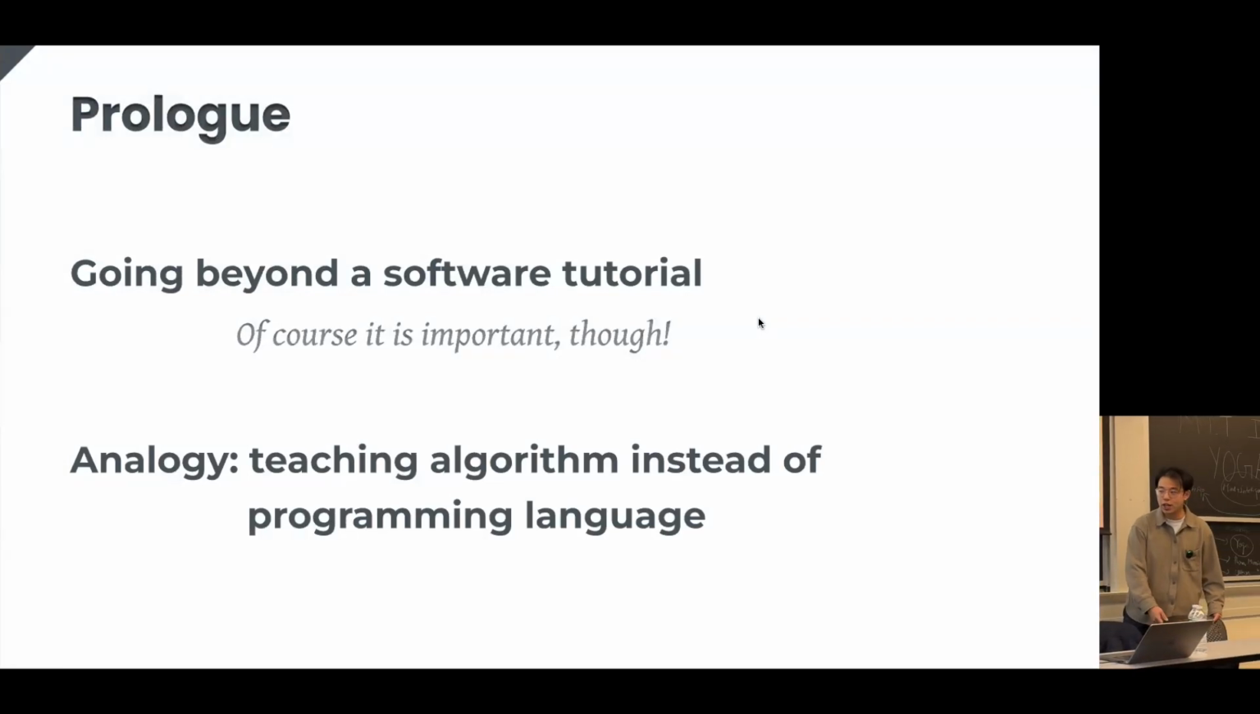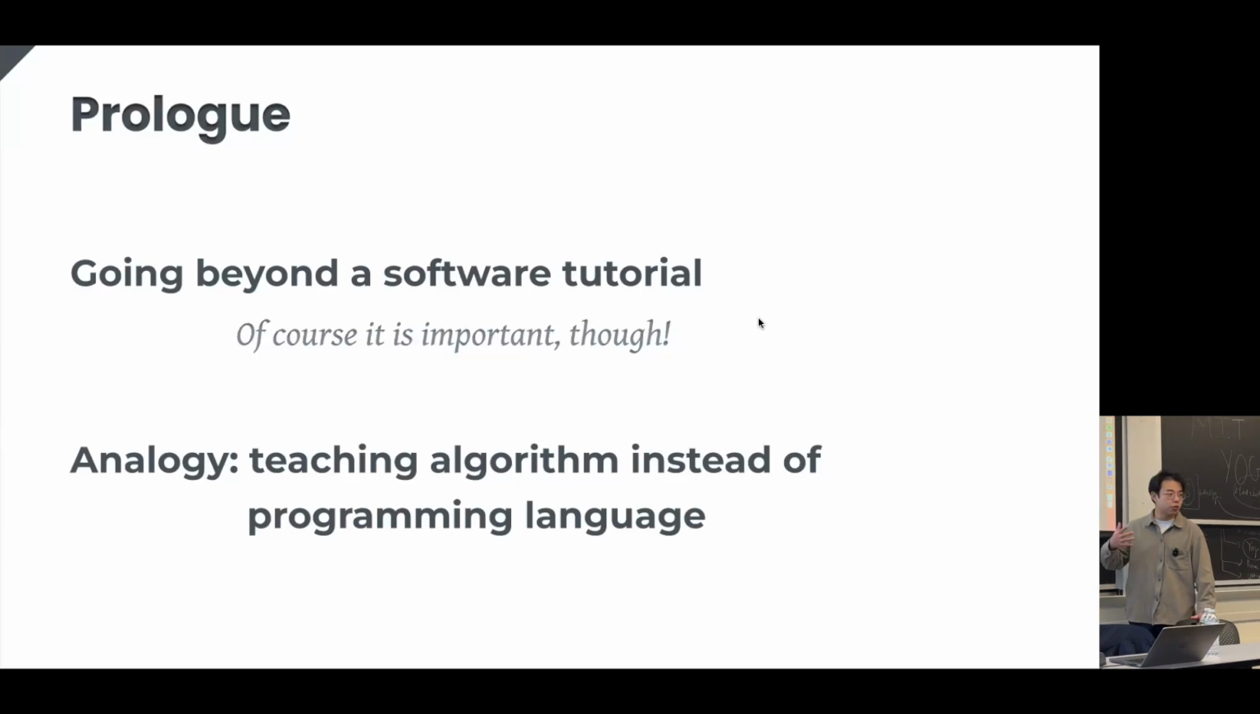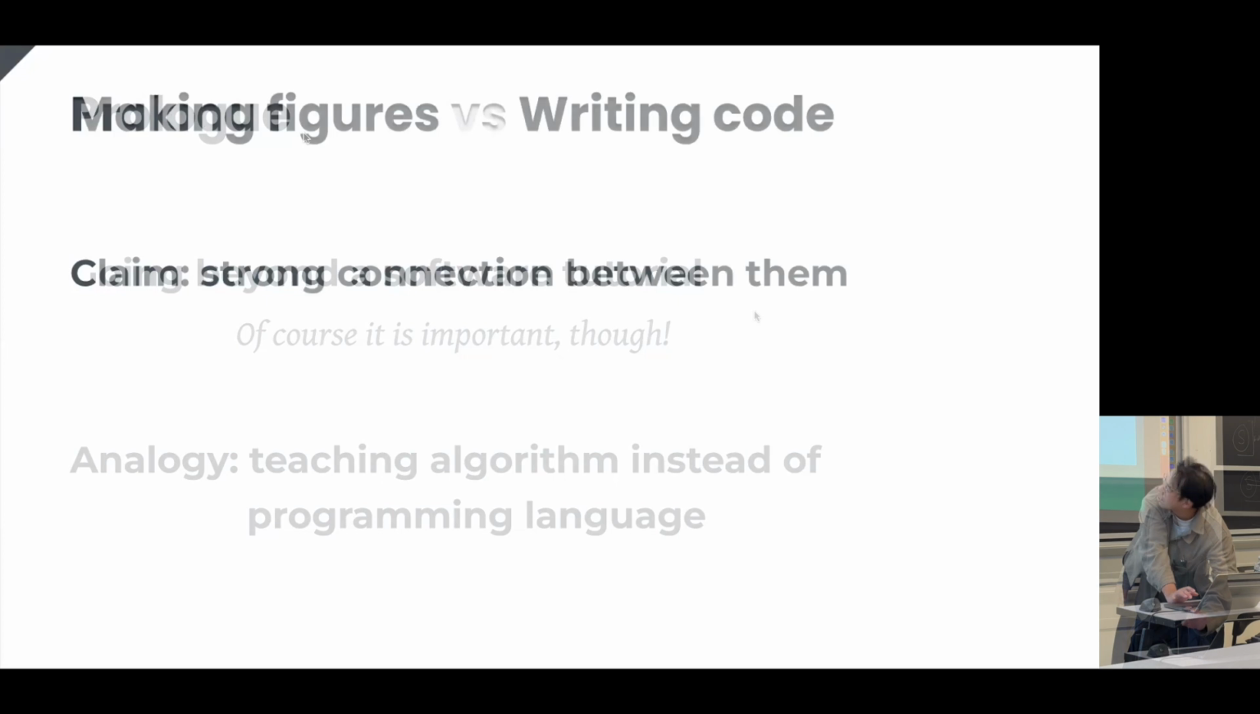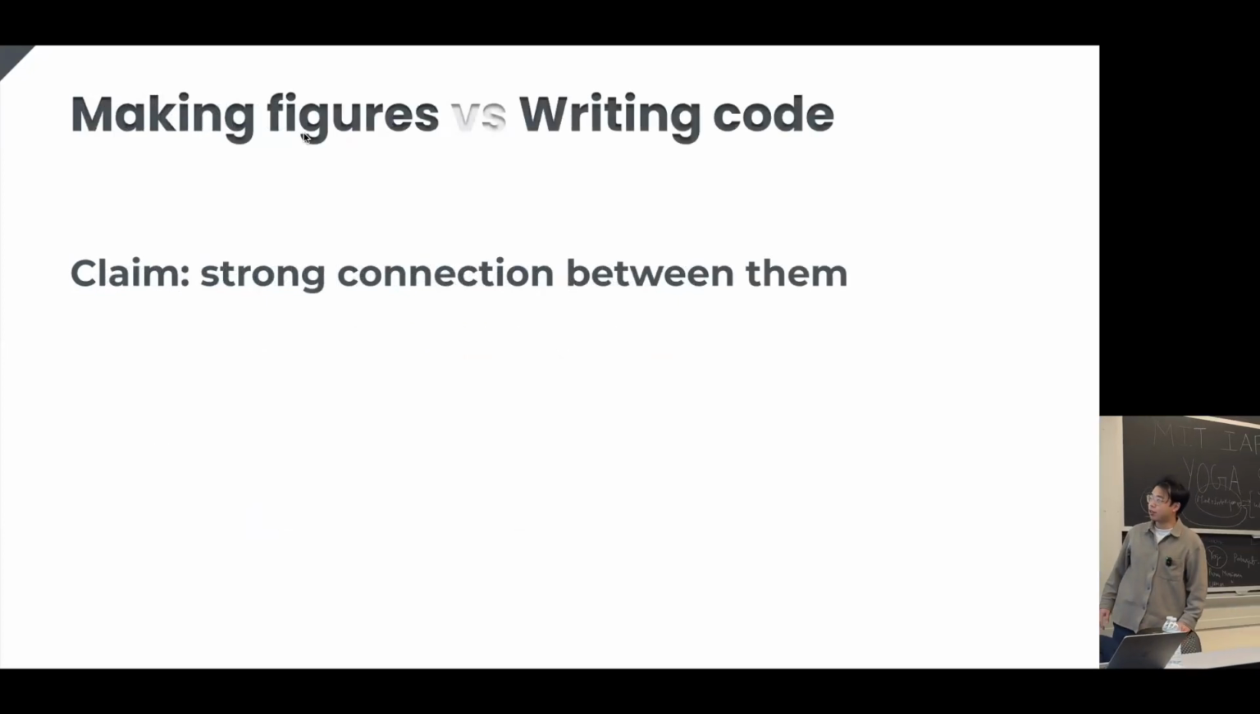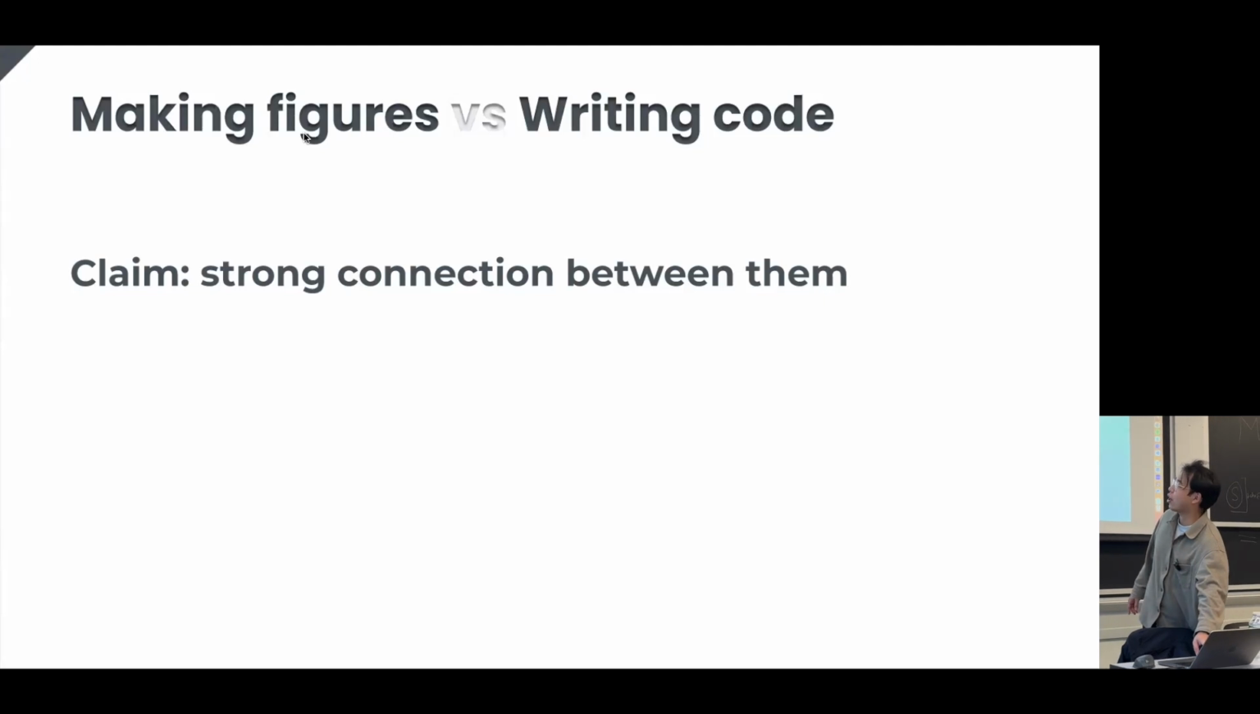The prologue is some of my personal thoughts. I want this lecture to go beyond a typical software tutorial. Of course those are important, but you can find a ton of Figma and Adobe Illustrator tutorials on the web. One key piece that took me quite some time to figure out is that I'm trying to teach algorithms, like you are learning programming, and not just teaching you how to write specific code in some specific programming language. This goes to the idea of drawing: I'm drawing an analogy between making figures and writing code, and I want to claim there is a strong connection between them.